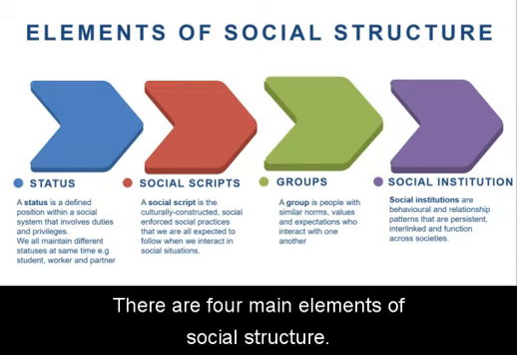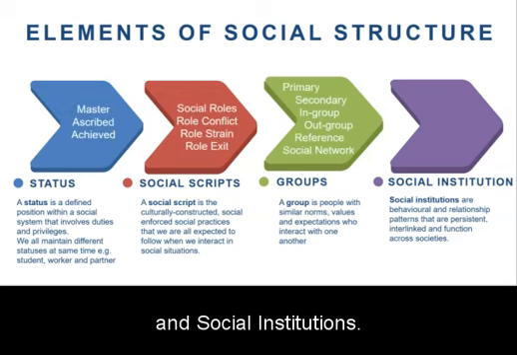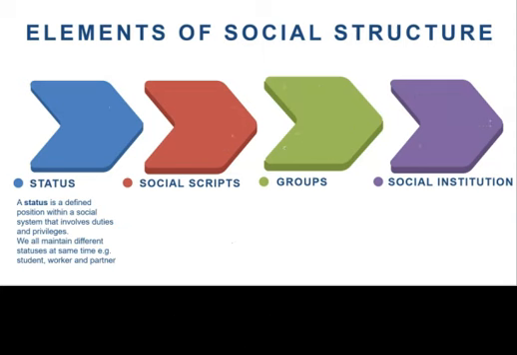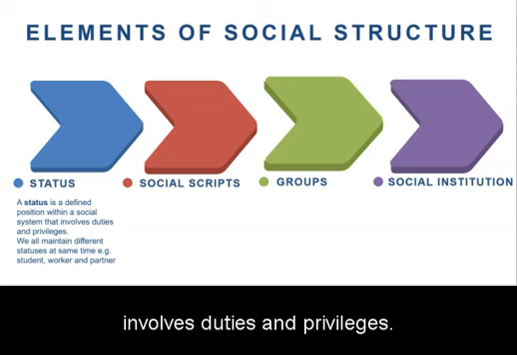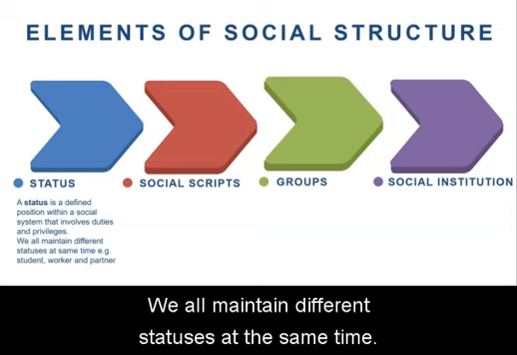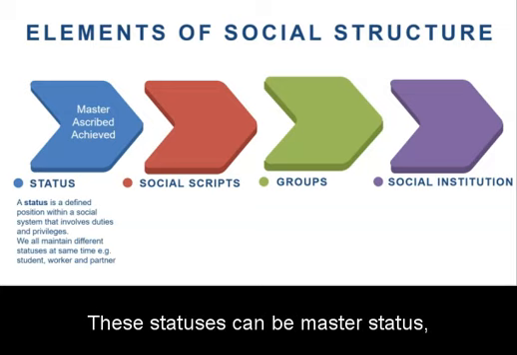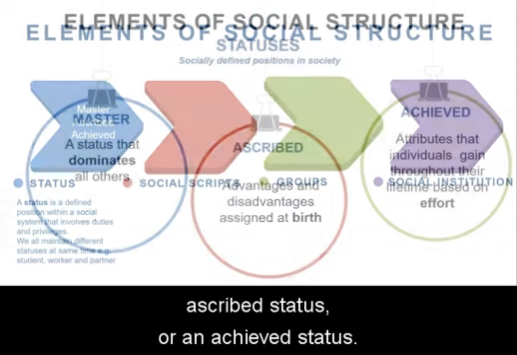And there are four main elements of social structure: status, social script, groups, and social institutions. And we're going to look at each of these individually, starting with status. So status is a defined position within a social system that involves duties and privileges. We all maintain different statuses at the same time. For example, student, worker, partner. And these statuses can be master status, ascribed status, or an achieved status.